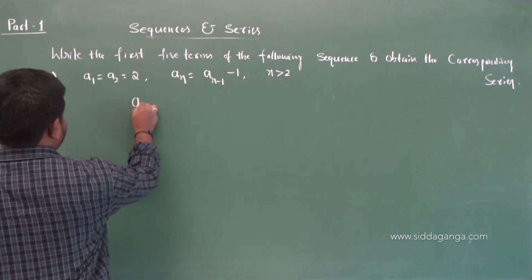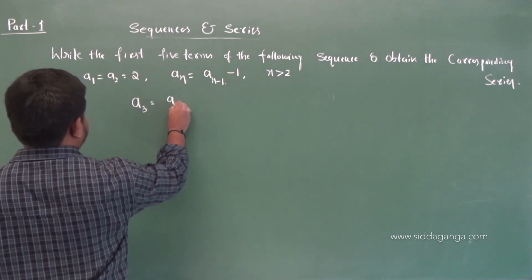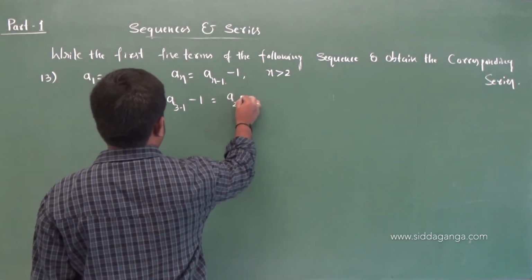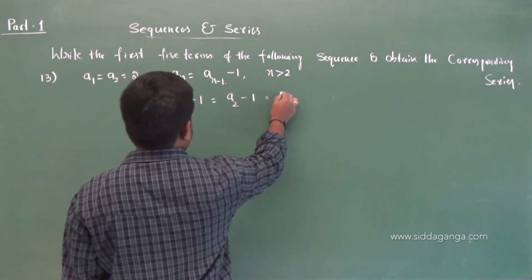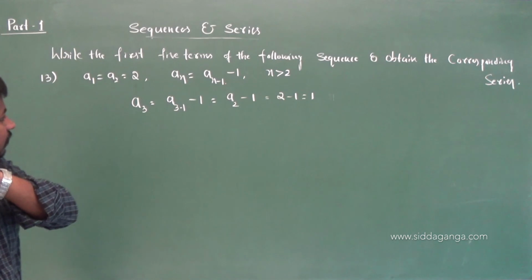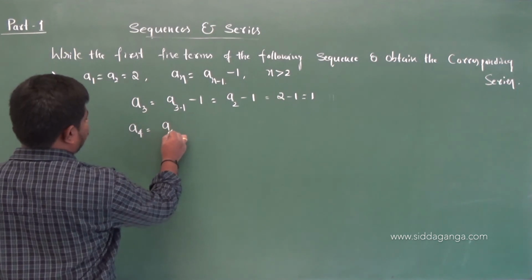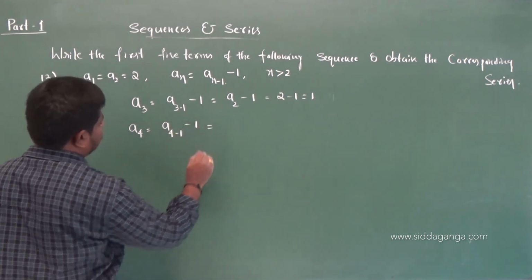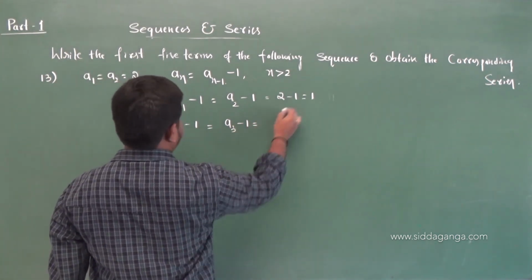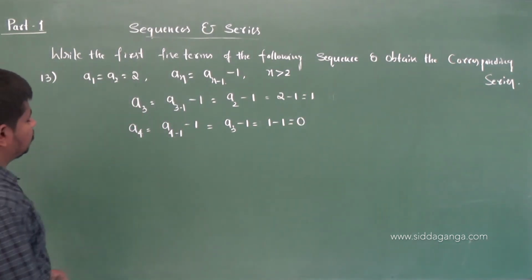Now the third term, a3 is equal to a3 minus 1, that is a2 minus 1. a2 is given, that is 2 minus 1, that is 1. So your third term is 1 and the fourth term is a4 minus 1, that is a3 minus 1. So a3 we have 1, so 1 minus 1, that is 0. 0 is the fourth term of the sequence.